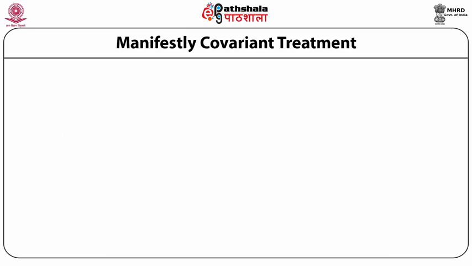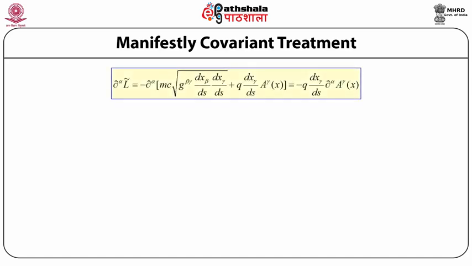The second term is ∂_α L, which is equal to minus ∂_α of mc under root of g_βγ (dx^β/ds)(dx^γ/ds) plus q (dx^γ/ds) A_γ(x), equal to minus q (dx^γ/ds) ∂_α A_γ(x).